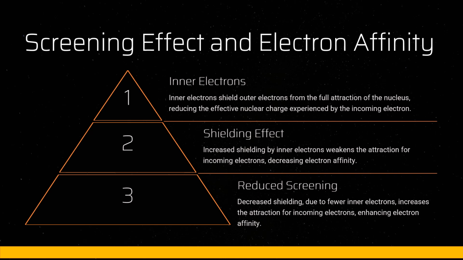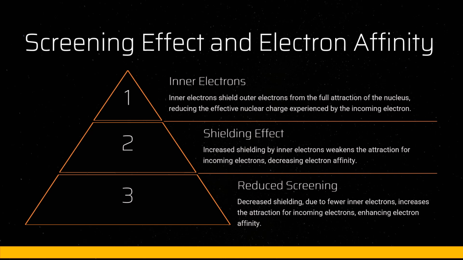This means the attraction for incoming electrons is weakened, leading to a lower electron affinity. Atoms with a lot of shielding struggle to hold on to new electrons. But the story changes when there's reduced shielding. Fewer inner electrons mean less interference with the nucleus's pull. As a result, the incoming electron feels a stronger attraction, boosting the atom's electron affinity.